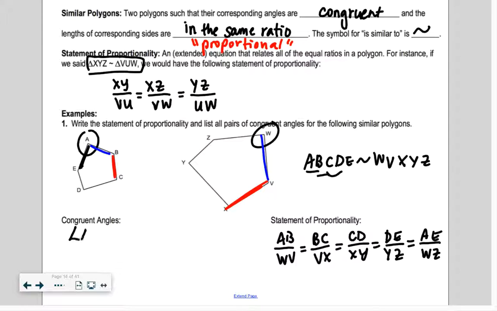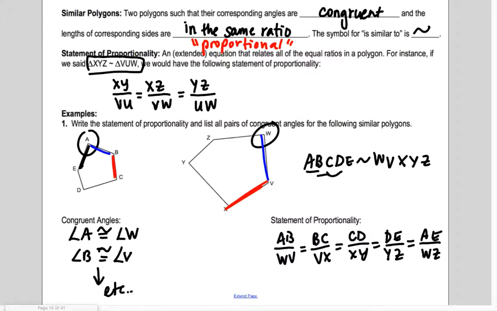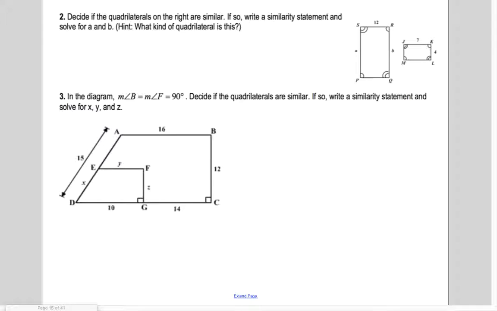Congruent angles. Angle A is congruent to angle W. Angle B is congruent to angle V, and you just go down the line. We'll say etc. All right, so next picture. It says to decide if the quadrilaterals on the right are similar. If so, write a similarity statement and solve for A and B.